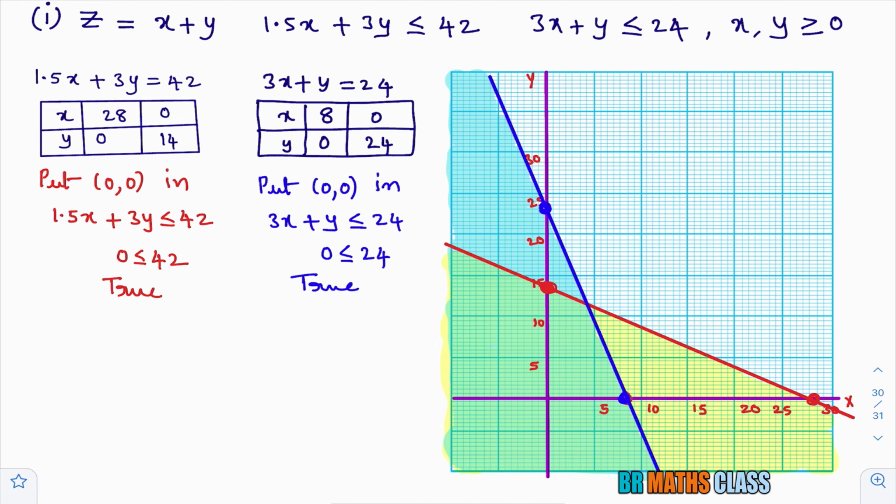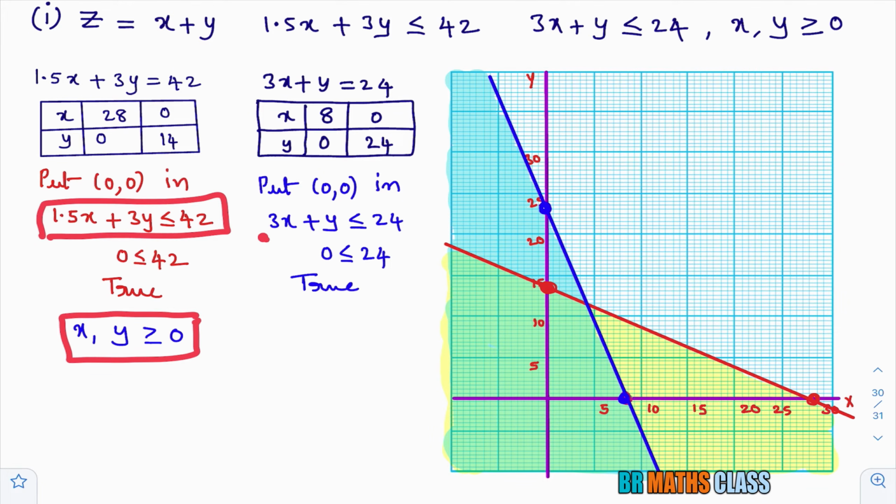But in the question you see here, x greater than or equal to 0, y greater than or equal to 0 is also there. That means x is positive, y is positive, first quadrant. So if we consider these inequalities also, what is the common region that we will get that satisfies all the inequalities? What is the feasible region? Feasible region is the common region obtained from satisfying all the constraints.